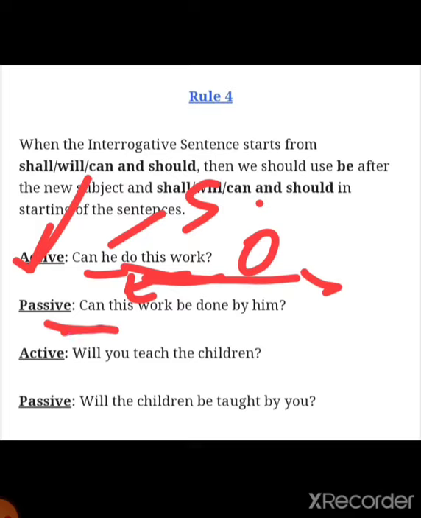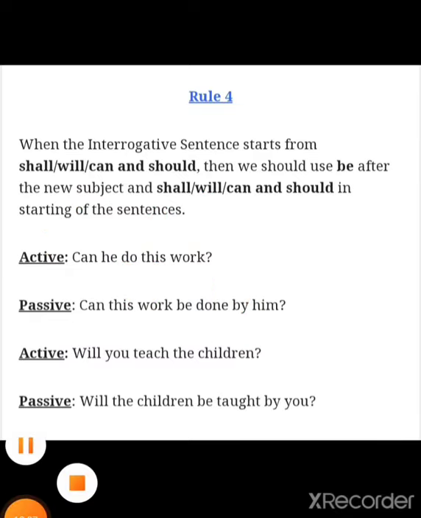Can, after that the object which has become the subject over here, can this work, after that be will be added. Okay, so in place of shall, will, can, should, would, we have to use be. Then the third form of the main verb, done, after that by, after that him. So, can this work be done by him?